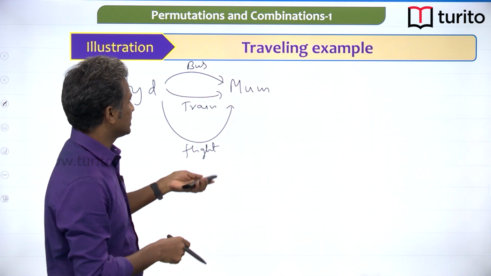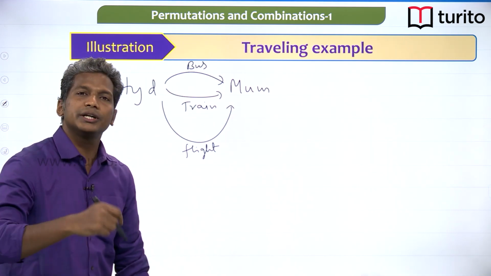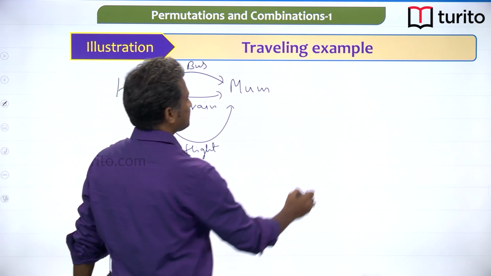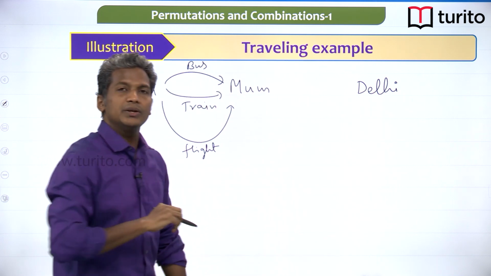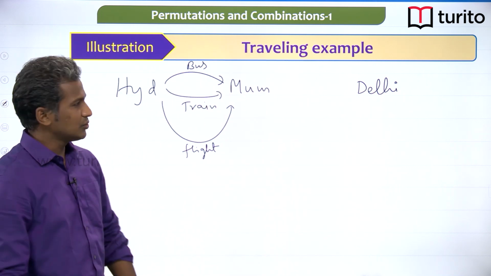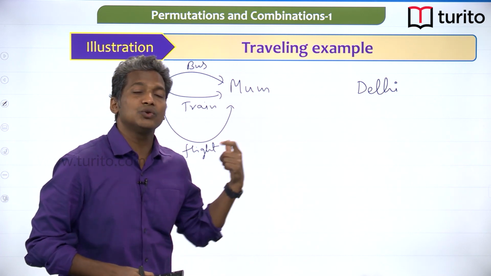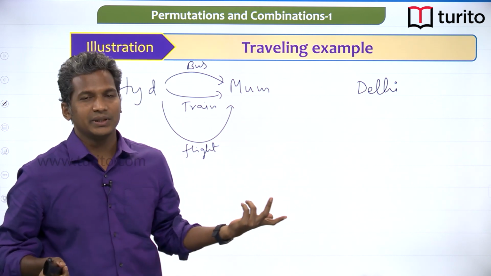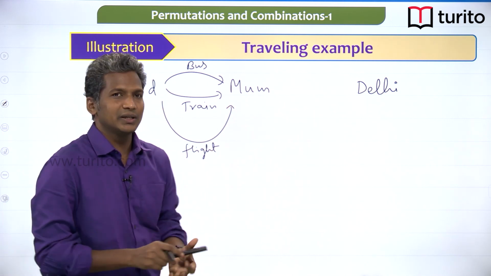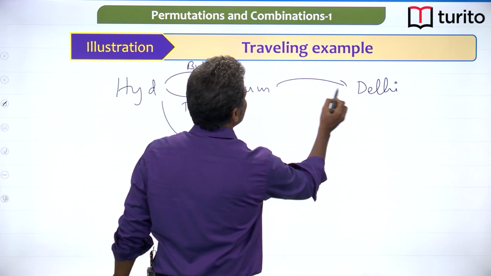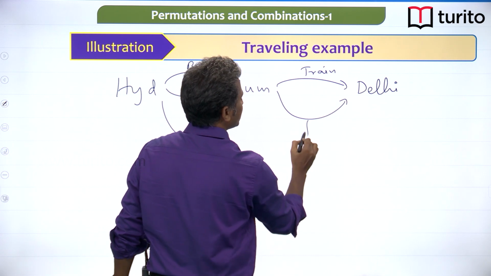Now, let us observe this in the earlier example only. Let us say from Mumbai you wanted to go to Delhi. Because the distance is too much, buses are not available. Generally you do not take a bus from Mumbai to Delhi. So, what are the options? You can either go by train or you can go by flight.